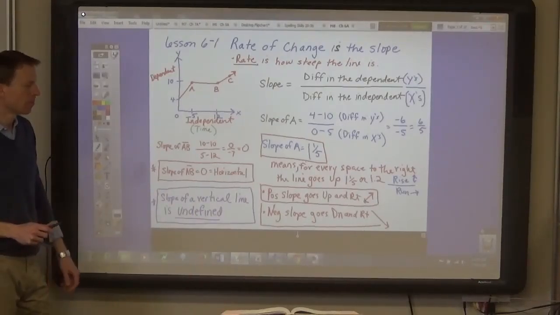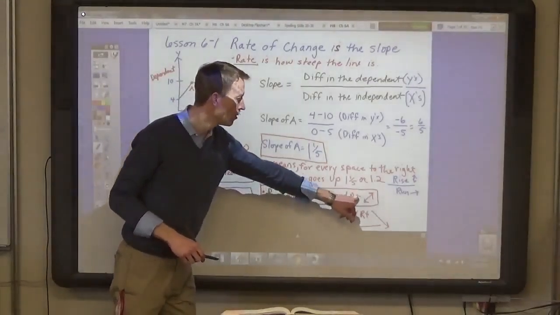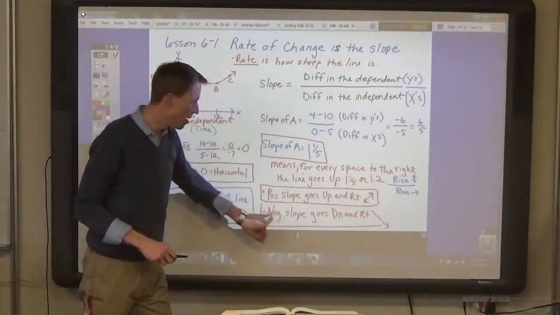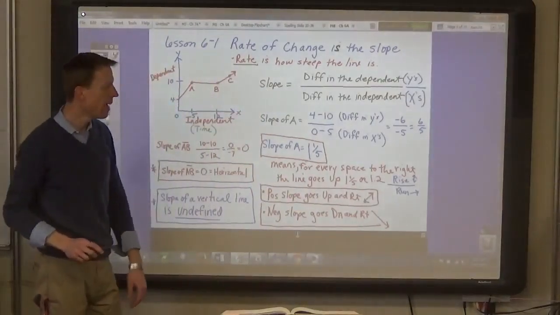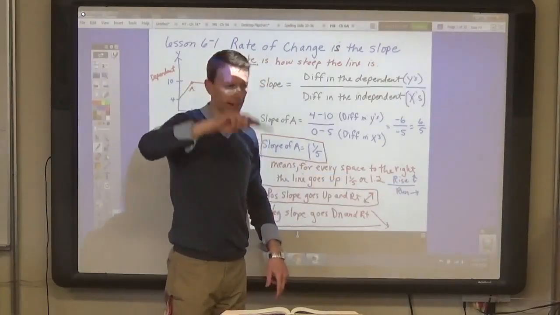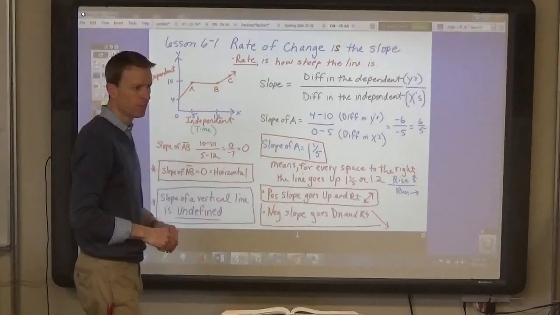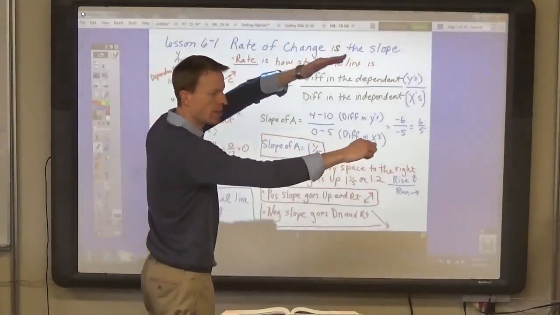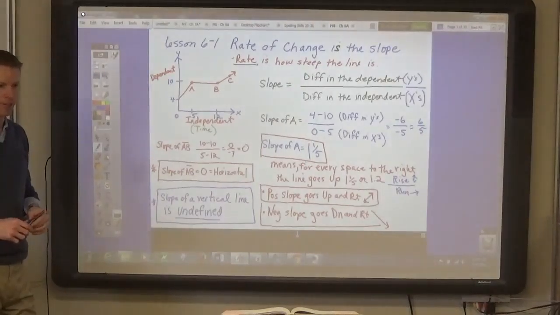Okay? So, let's go back. Positive slope always goes up and to the right. A negative slope always goes down and to the right. And you can think of slope as the rise, the difference in the y, over the run as it goes to the right. What does it look like as it's going to the right? That's rise over run. Okay?